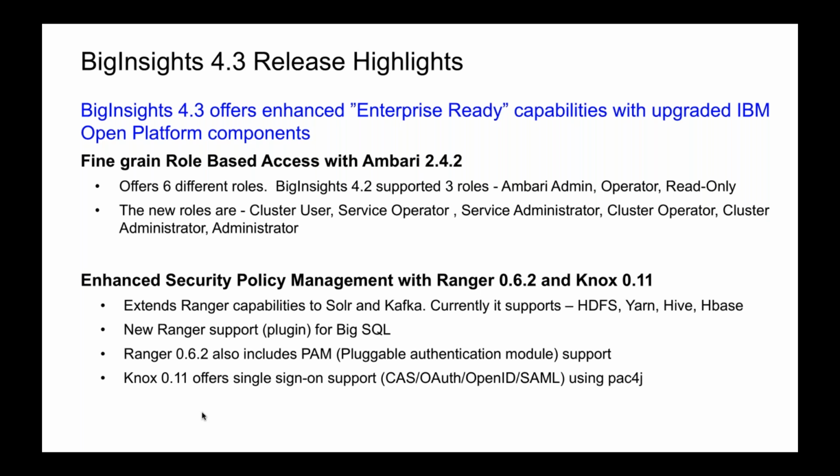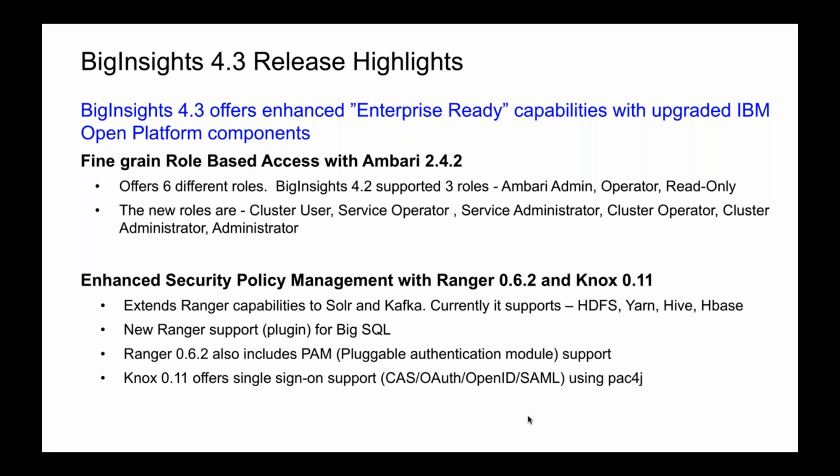Moving on to the other bucket, which is enterprise-ready capabilities. Let's talk about some of the features that are part of IOP that we are shipping along with 4.3. The first one is Ambari 2.4.2. Ambari 2.4.2 comes with significant enhancements across several different areas, and one of them is role-based access control. With 4.2, we had 3 roles: Ambari admin, operator, and read-only. But with 2.4.2, we have 6 granular levels of role-based access.